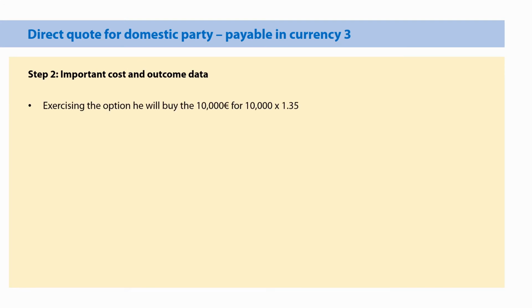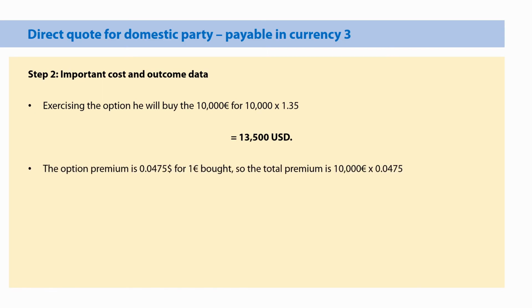So the first thing we do is let's see what we got. Exercising the option, he will buy the 10,000 euros for 10,000 times 135. That is 13,500 US dollars. That's easy. So the option premium is $0.0475 for 1 euro bought. So they are buying 10,000 euros. So that would be 475 US dollars. And here it's totally fine. They are Americans, they are thinking in dollars. So we don't need to translate the premium as we did in the first example.